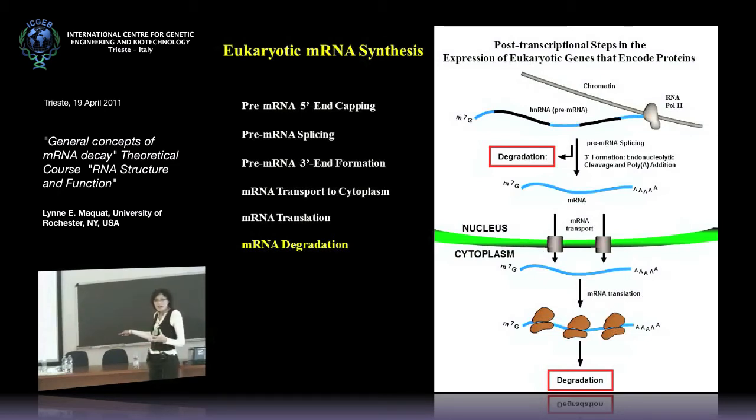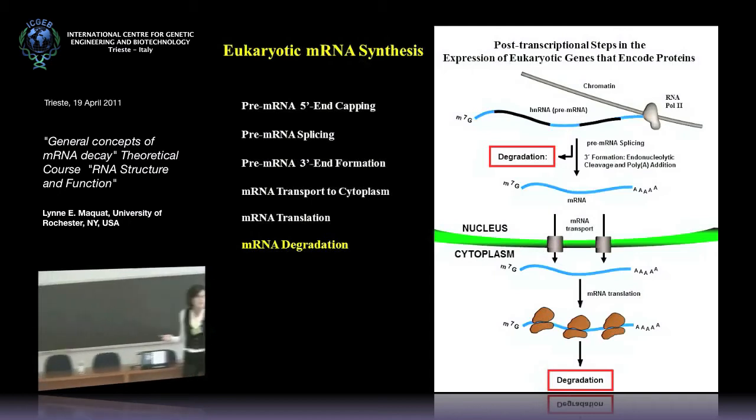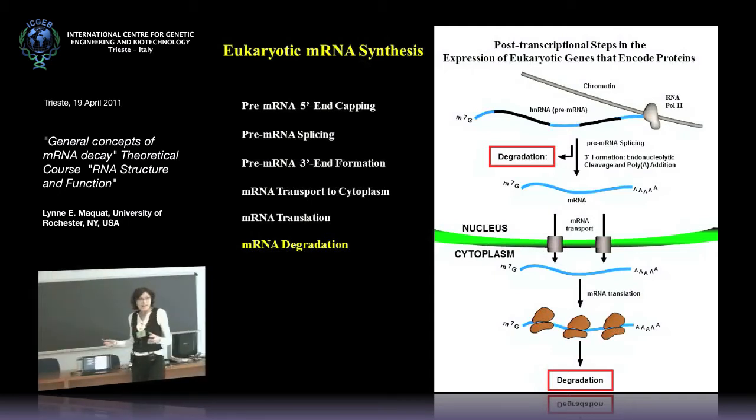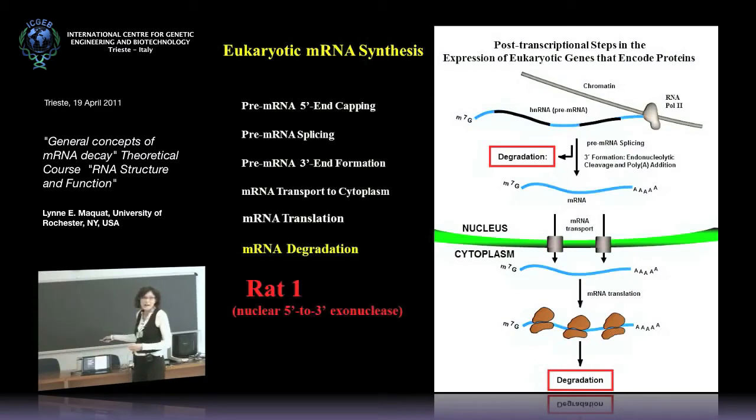But before I start talking about that, I want to just mention that transcripts can be degraded in the nucleus. For example, if the pre-mRNA did not obtain a cap co-transcriptionally, then it will not associate with the proteins that bind to the cap, which protect the mRNA and the pre-mRNA, in this case, from decay, so that the uncapped transcript will be degraded by what's called RAT1. This is a nuclear 5' to 3' exonuclease.